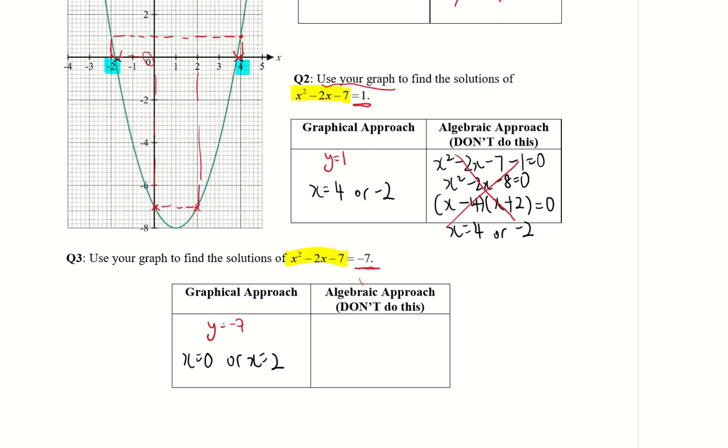If I do the algebraic approach, I rearrange it and then I add 7 here. I get x squared minus 2x equals 0. I can factorize, take out a common factor x, and I solve it, getting x equals 0 or 2. Again, I won't do the algebraic approach. I will do the graphical approach because the question says use your graph. So that's how we do it.